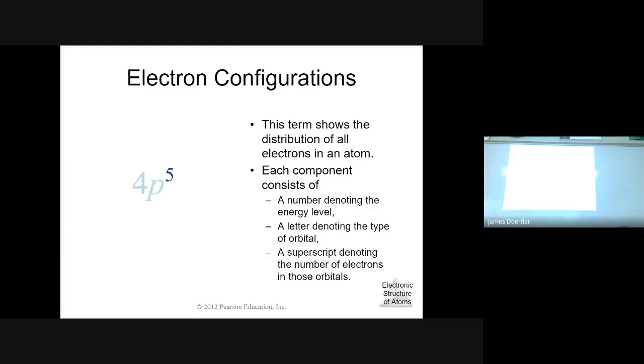The third part is a superscript. This superscript denotes the number of electrons in those particular orbitals. There are two types of electron configurations: what I call the long version, and then the short, or hybrid, version. You're going to learn both ways, but the further you get down the periodic table, the more useful and friendly the short version becomes.